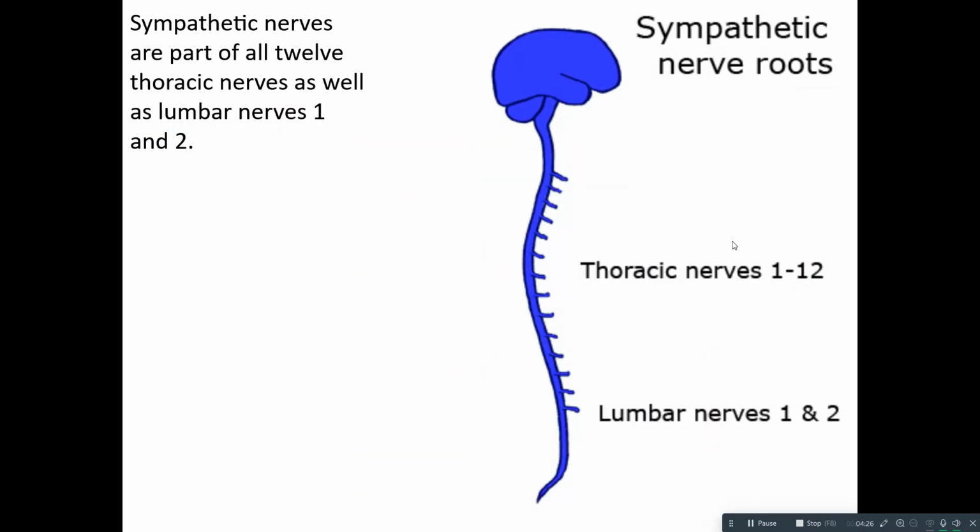If we get a little more specific, it's actually thoracic nerves T1 to T12, as well as lumbar nerves L1 and L2, that are going to contain these sympathetic motor neurons. So it's not the entirety of the lumbar nerves. It is all of your thoracic nerves, but not all of your lumbar nerves, just the first two.